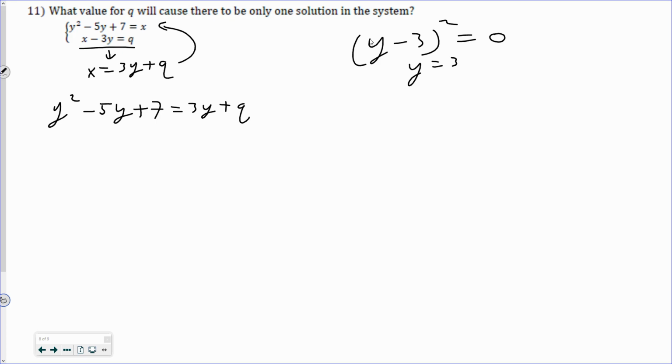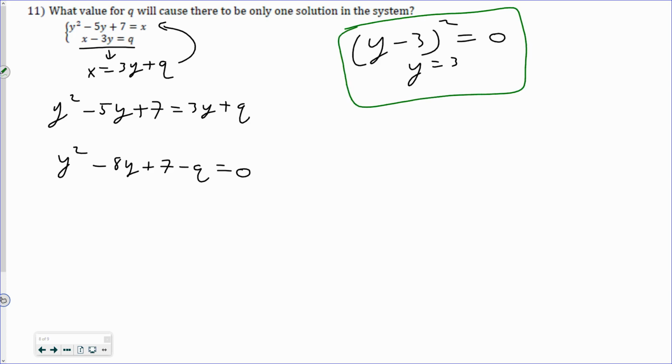Are you okay with this? All right. And then I'm going to combine like terms and subtract the 3y: y squared minus 8y plus 7 minus q is 0. That's what I'm doing. And remember, I want this to be a perfect square trinomial because, like I said before, for this to have one solution, you need it to be like y minus 3 squared equals 0 or something like that. So I know that this 7 minus q, whatever that is, needs to become a number that makes it a perfect square trinomial. Are y'all following what I'm saying? Are we good?